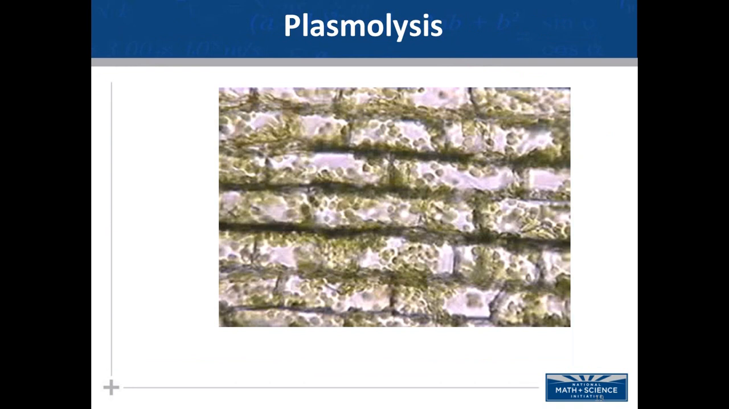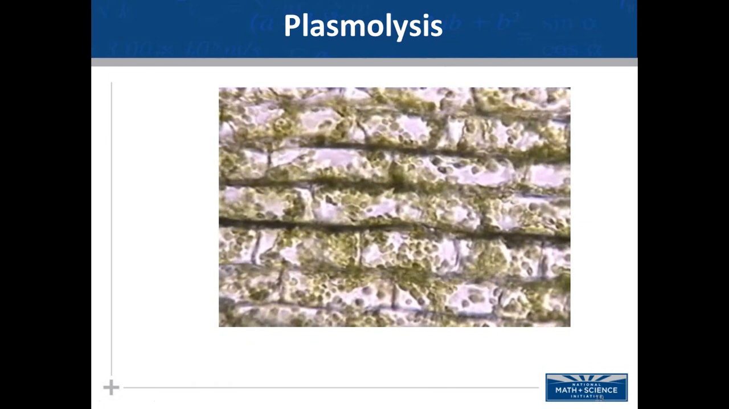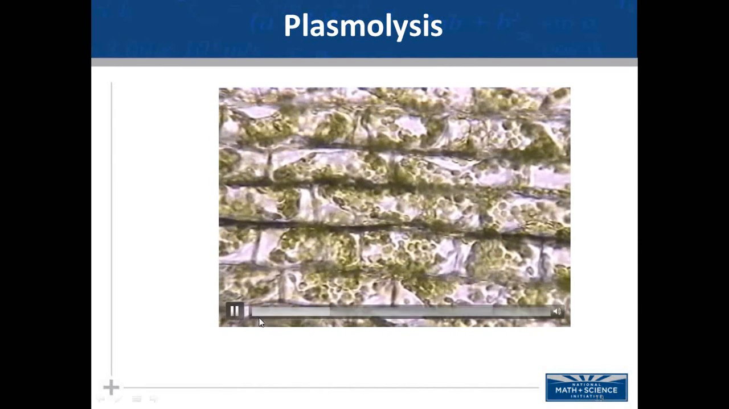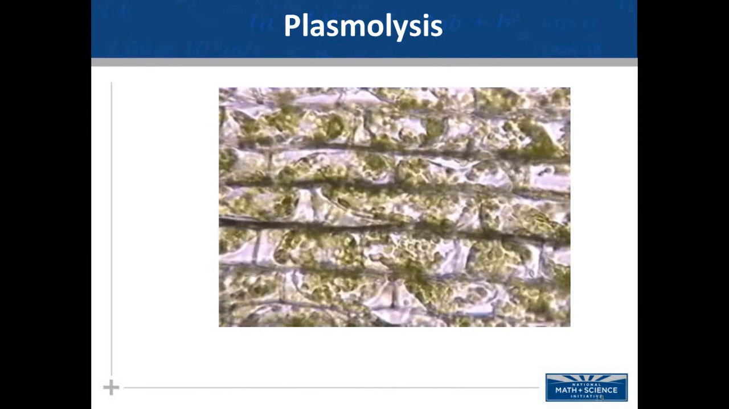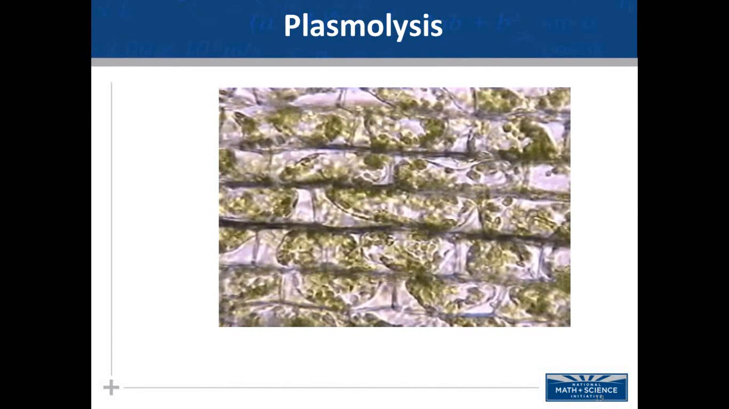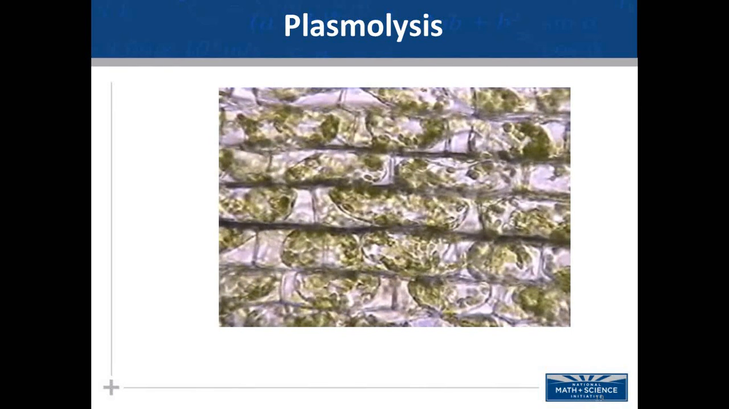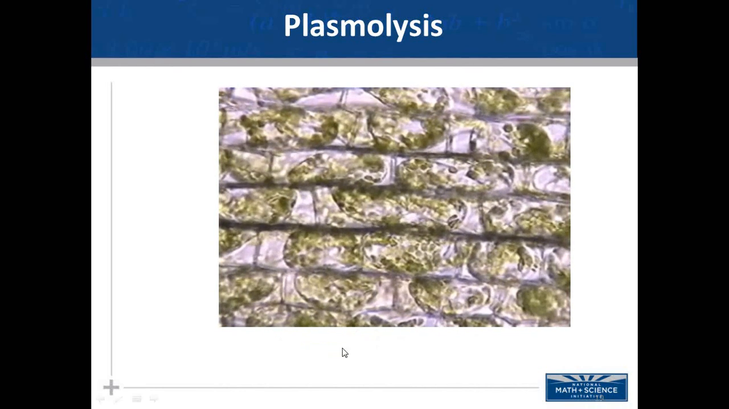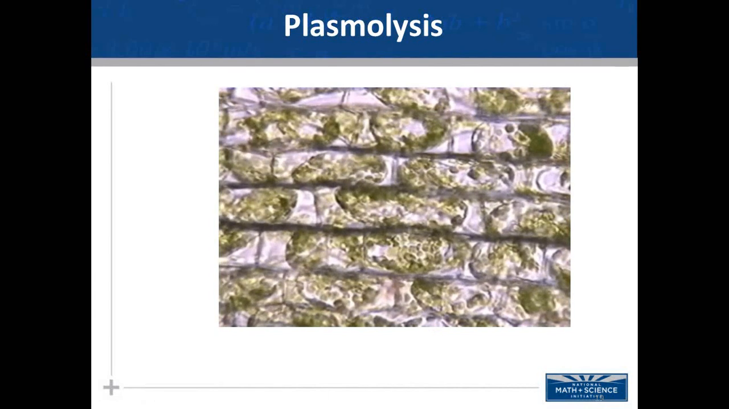Alright, so now here's a little video showing you plasmolysis. You can start to see that the plasma membrane is starting to pull away from the cell. Those chloroplasts are moving towards the center of the cell. So plasmolysis has occurred.